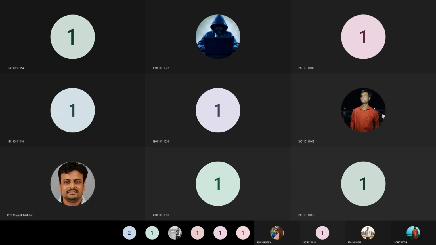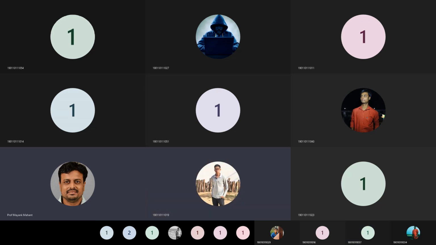May I know what we were discussing in the last class? Sir, we discussed the introduction of the 8085 processor. And today we will discuss the 40 pins of the 8085.